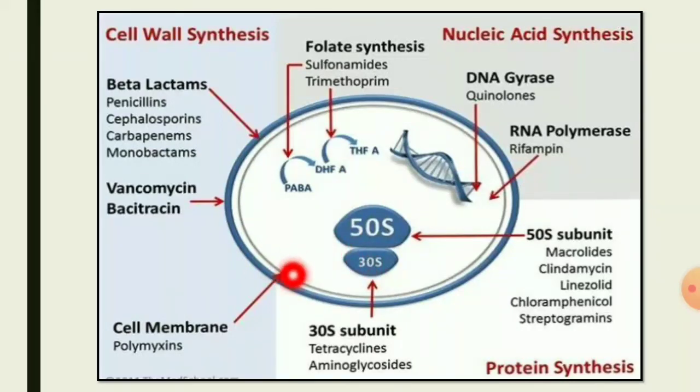Another one is the cell membrane. Polymyxin is a type of antibiotic which inhibits the cell membrane by producing damage in it. And the most common type is cell wall synthesis inhibition. The major class of antibiotics involved is beta lactams, and another is vancomycin. These are the two types of antibiotics majorly involved in the inhibition of cell wall synthesis. Some examples are penicillins, cephalosporins, carbapenems, and monobactams. These are the types based on the mechanism of action.